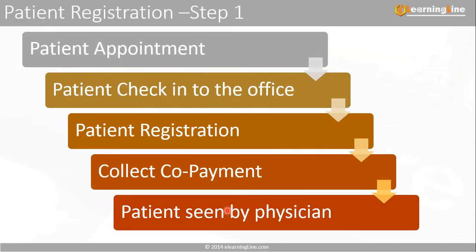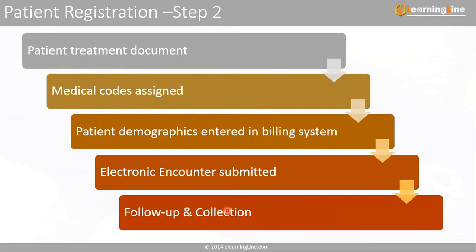What do we see here? This is a gradual step. You have a patient appointment, then the patient checks into the office, then the patient registration. If the patient is new, registration. If not new, then you skip the patient registration part. Then you have collect co-payment. The patient is seen by the physician. All these things we have talked about, but what we see over here is the sequence of it.